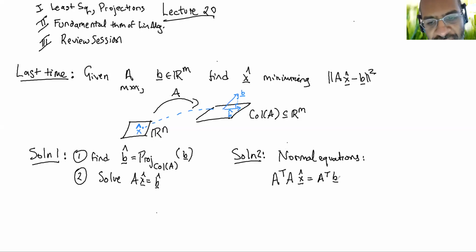Just to make sure we understand this, what are the dimensions of this matrix A transpose A? N by N, yeah, because A transpose is n by m, so n by m times m by n is n by n. And this is now a vector actually in Rn, right? A transpose b. Okay, just to illustrate this, let me do a concrete example.